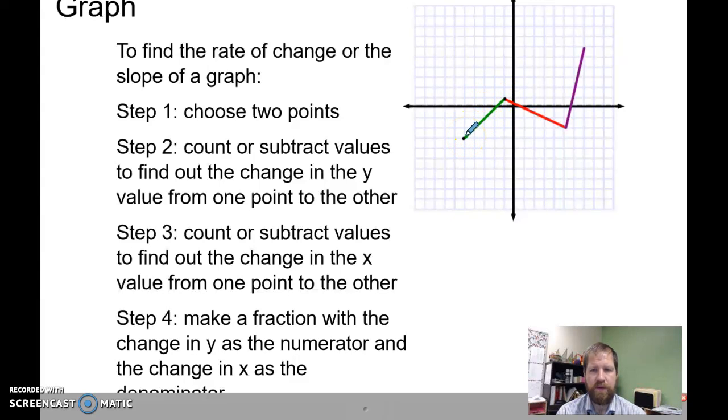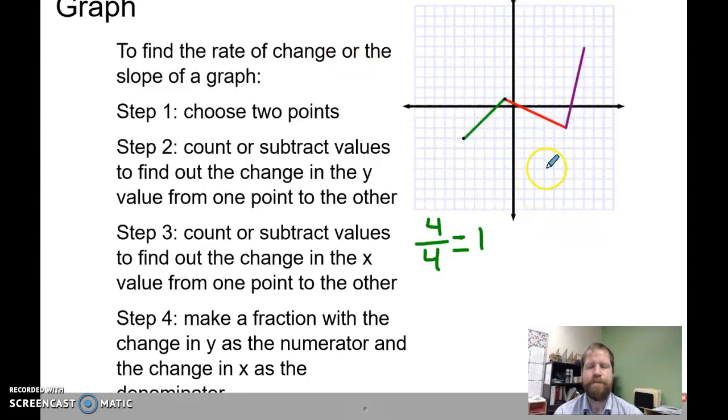So there are 2 different ways to do this. If it's a simple graph, if it's close to the origin, if the values are fairly small or fairly even, then you can just count. I can say my y increases 1, 2, 3, 4 from this point to this point, and my x increases 1, 2, 3, 4. So my change in y is 4, my change in x is 4, and so I have a slope of 4 over 4, or 1.